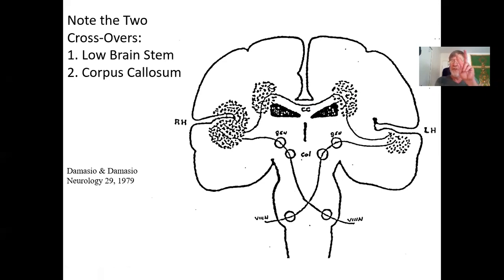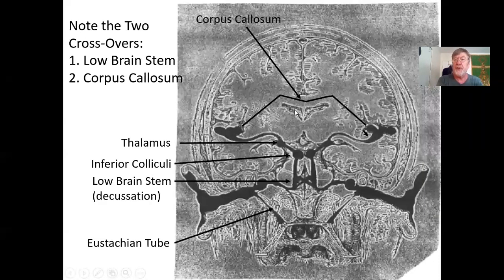Okay, so you have two crossovers: one straight from the ears, the brain stem crossing over to the other side, and the other crossover is a connection between the right and left hemispheres of the brain. All right, here's another picture showing you the same thing.